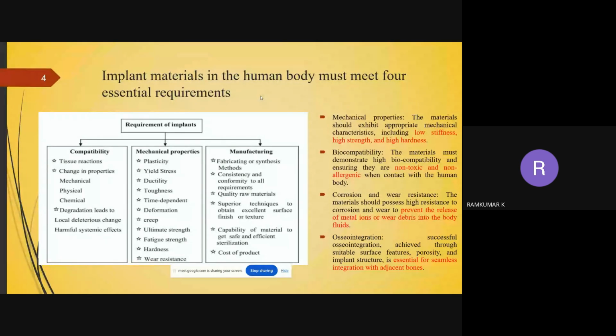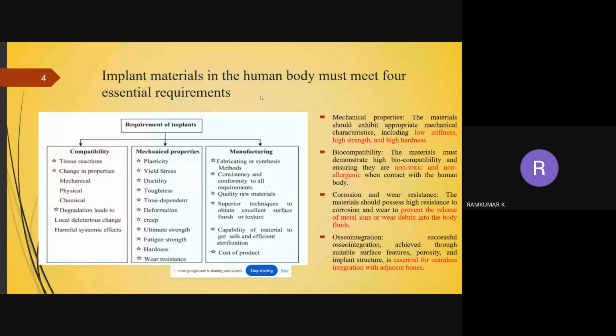That is the hardness requirement. After that, wear resistance. It should not wear due to friction. Okay, so these are the mechanical properties which the material we are using should have. The next one is about how it is manufactured. It can either be fabricated, or it can be made using a synthesis method.